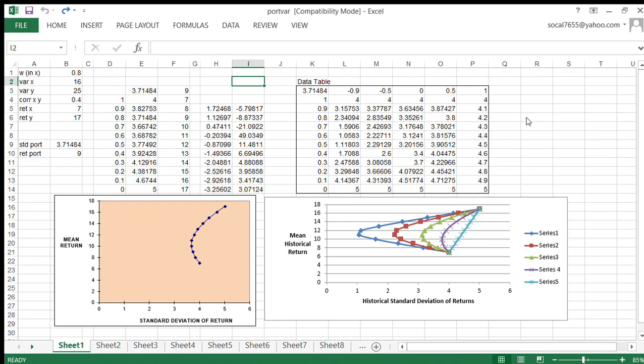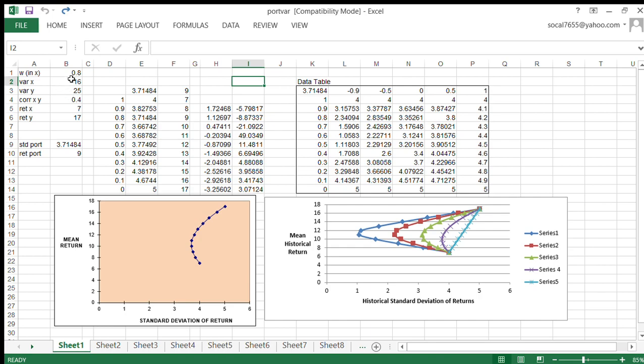Welcome to video number 6 in my portfolio theory series, and as promised, in this video we're going to look at the feasible set in the two-stock case, and we're going to understand how changing the correlation coefficient has a very significant impact on the nature and shape of the feasible set.